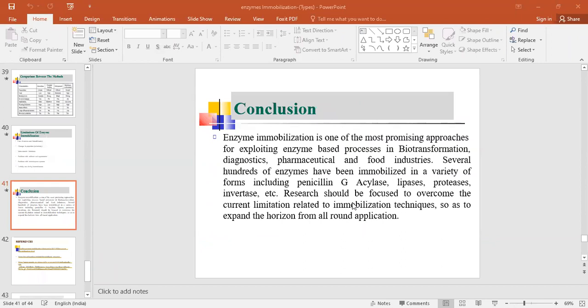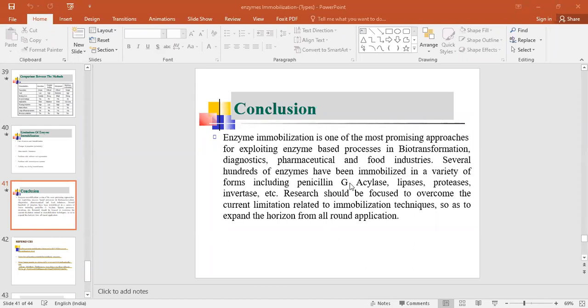Conclusion. What is the conclusion of all these things? This is a very promising approach for exploiting enzyme-based processes. This immobilization process is used in many industries, like biotransformation, diagnostics, pharmaceuticals, and the food industries. So in different sectors, immobilization of enzymes or plant cells, animal cells, microorganisms, these types of systems are used.